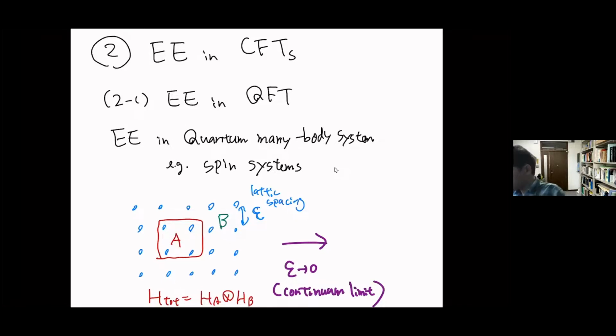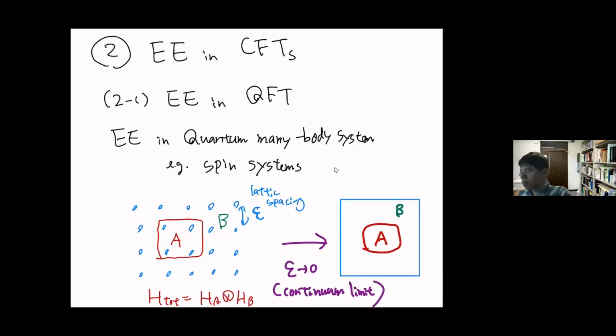Okay, so we have some system, and some region is A. This is region A, and outside is B. Now we are in quantum field theory, QFT. Using this regularization, we can decompose the Hilbert space like this. But of course, we have to be careful about the boundary condition at this entanglement boundary. Under a proper boundary condition, we can calculate this quantity.